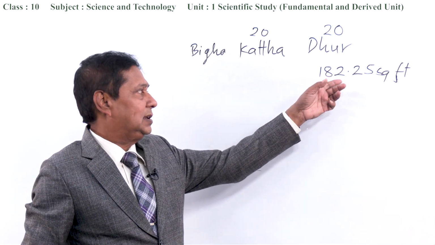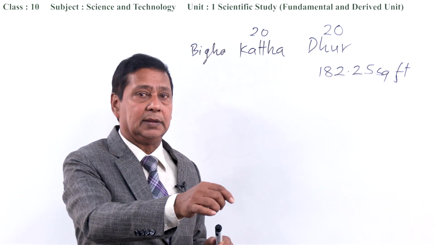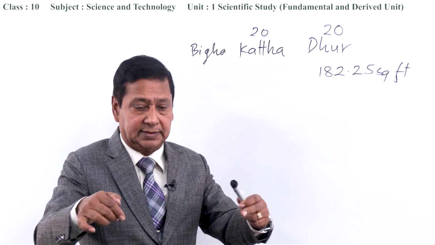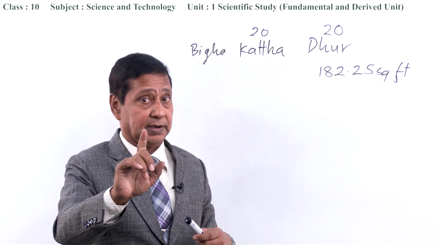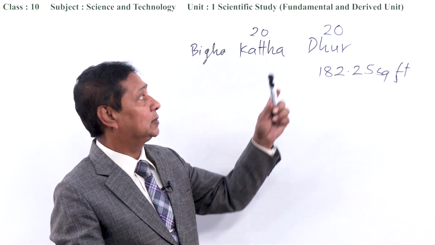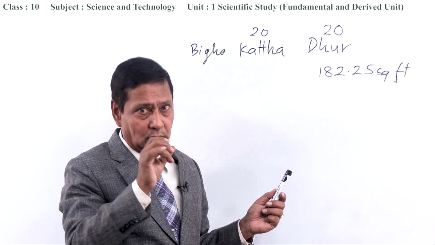And I think this makes it a little clearer, because what does 1 square feet mean? The area covered by 1 feet length and 1 feet breadth. This surface area is 1 square feet. It means 182.25 square feet makes 1 dhur. Now I think you'll understand this a little more clearly.